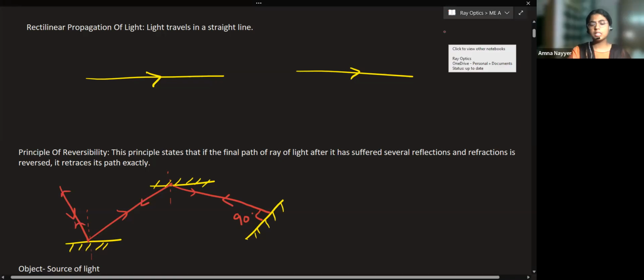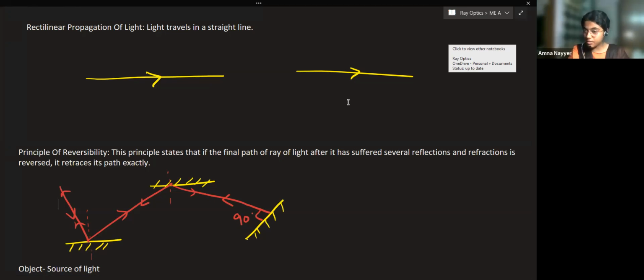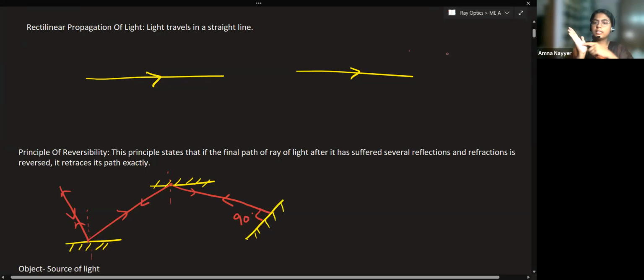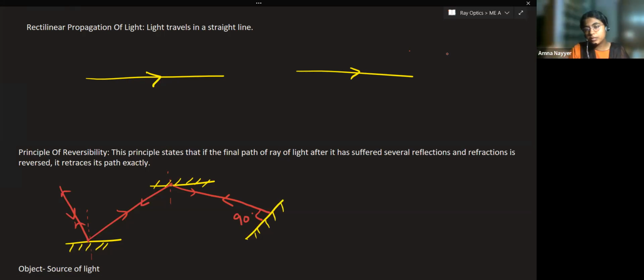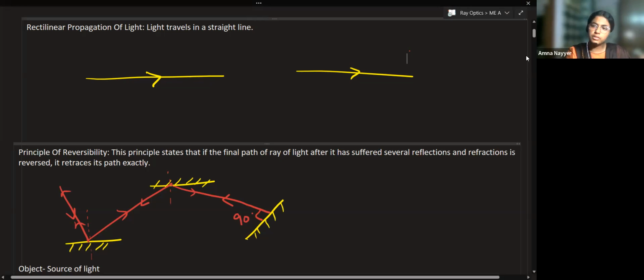This is also written here, that this principle states that if the final path of a ray of light after it has suffered several reflections and refractions is reversed, instead of keeping it like this, it is now kept at such an angle that it makes 0 degrees with the normal, 90 degrees with the surface. So once it retraces, it will retrace the path exactly in the manner with which it arrived. All right, that is known as the principle of reversibility.